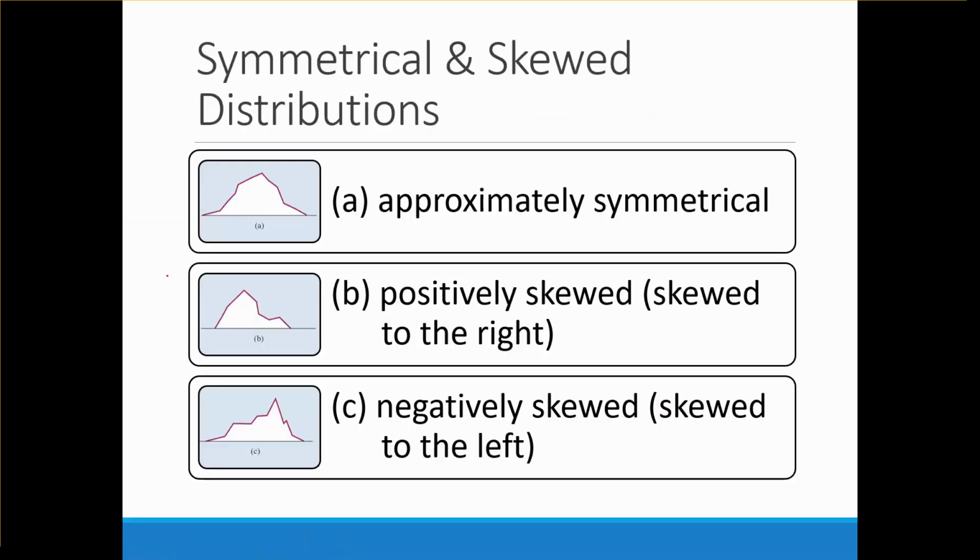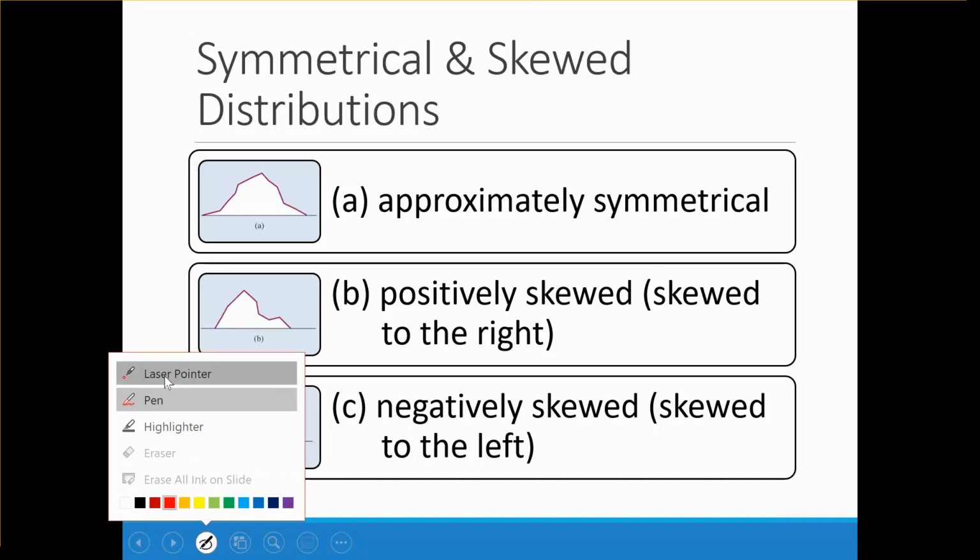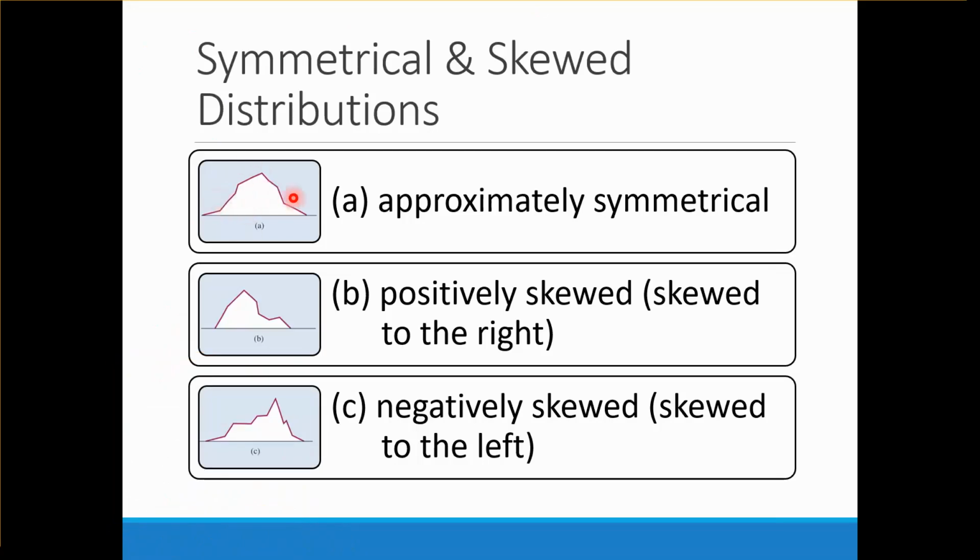So when you have the mode, let me shift back to the laser pointer, I like that. Okay, when you have the unimodal symmetrical distribution, this is what we call a normal curve. Okay, if it is positively skewed and it is skewed to the right, like this, it's positively skewed.